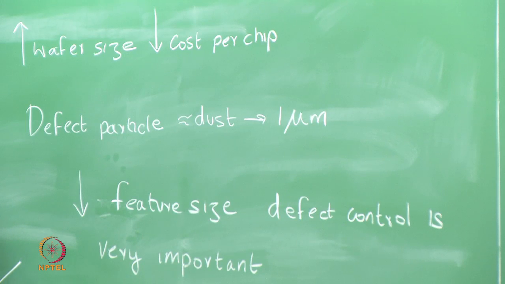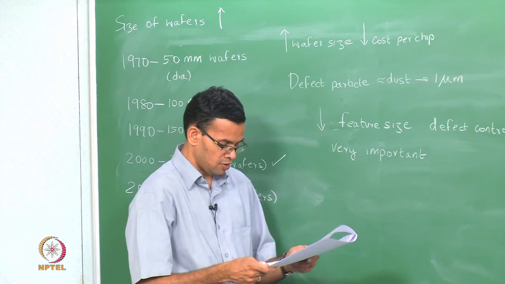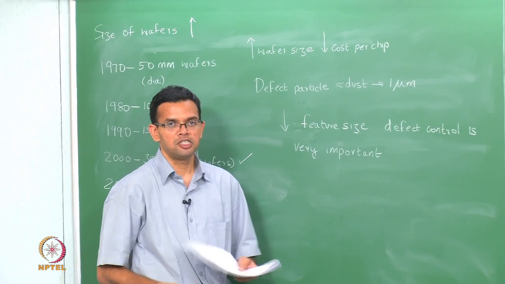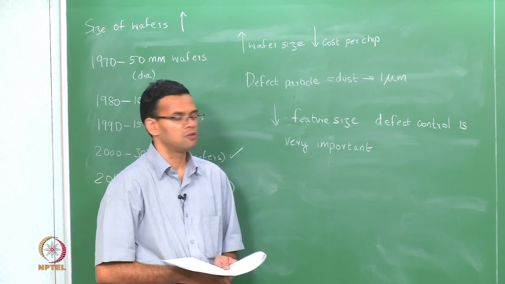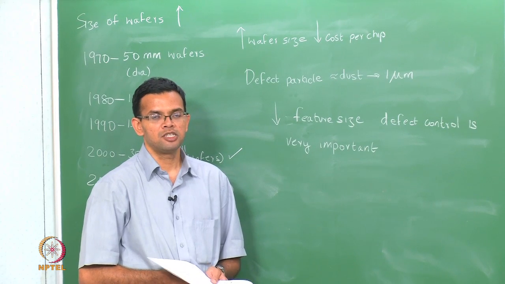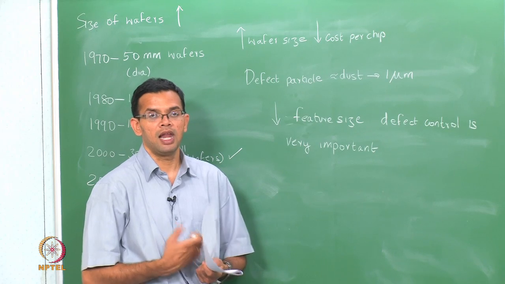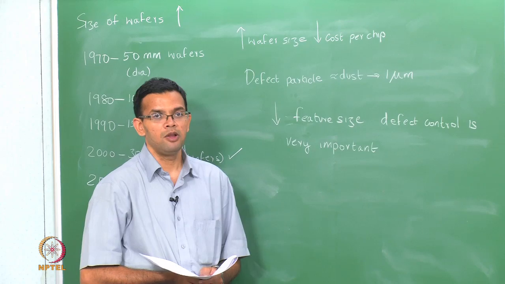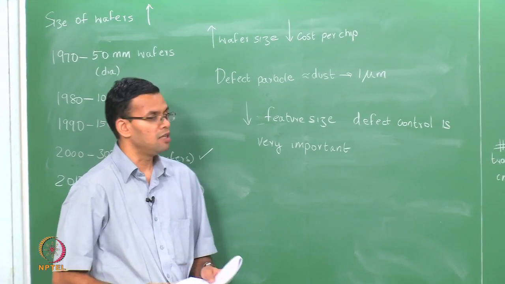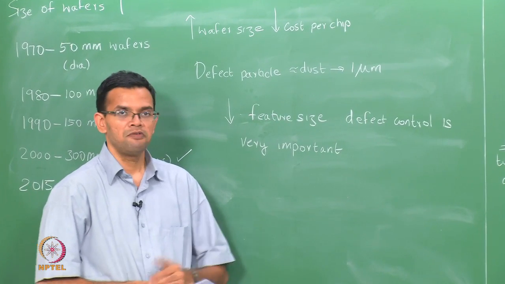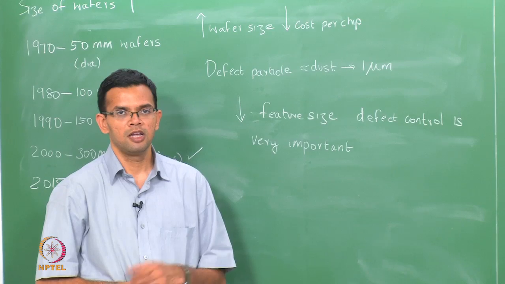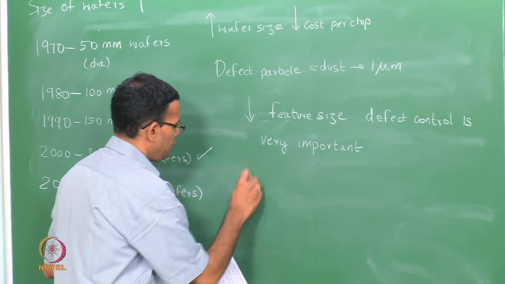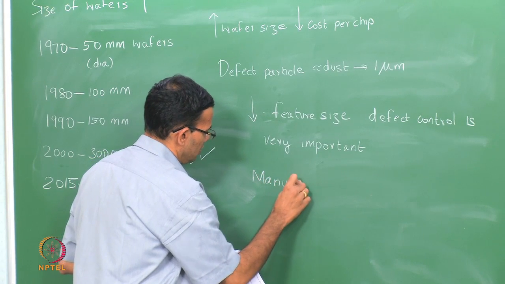Typical semiconductor manufacturing is carried out in a clean room where the contaminants are maintained under very strict control. Later we will look at the different classifications of clean rooms. Clean rooms are classified based upon the size of the largest dust particle that is found in them. So, with decreasing feature size, maintaining the environment in semiconductor manufacturing becomes very critical. So, manufacturing is done in a clean room.